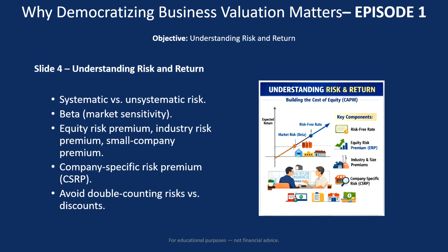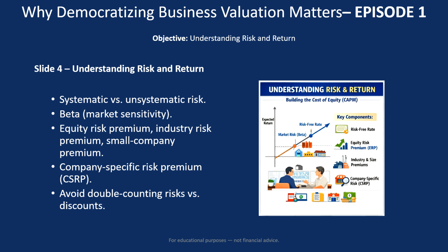Now that we have covered the three valuation approaches, there's a concept that runs through all of them. And if we get this wrong, even the best model will give you an unreliable answer. That concept is risk and return. Specifically, how do we translate the risk profile of a business into a discount rate?